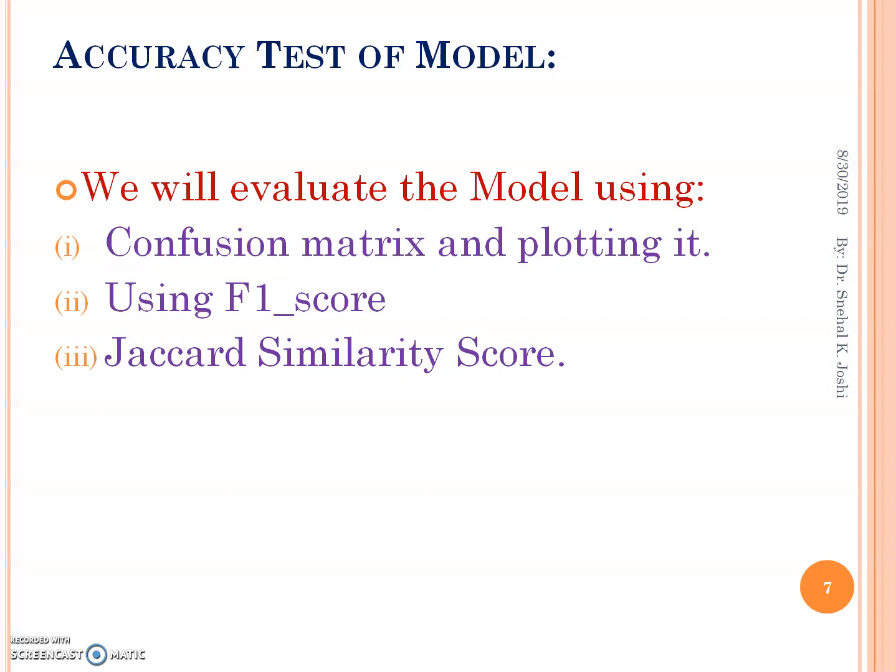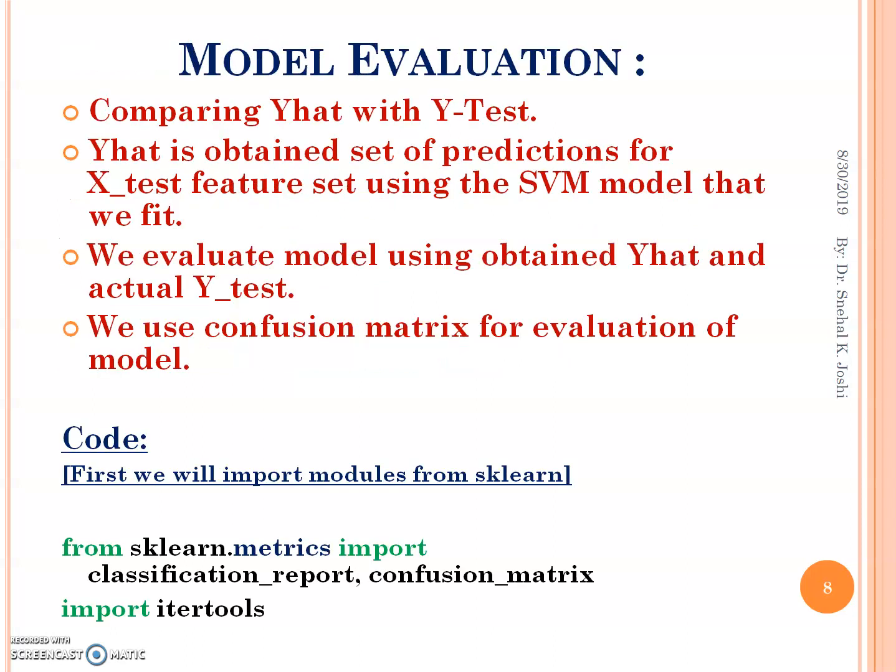We will check the accuracy of our model using a confusion matrix and plotting it. We will also use the F1 score and Jaccard Similarity Score for evaluating the accuracy of our model. To check the accuracy, first we use a confusion matrix. For this purpose, we will import the classification report and confusion matrix modules. The confusion matrix will be used to check the accuracy.